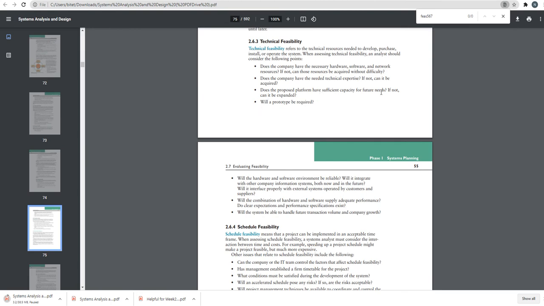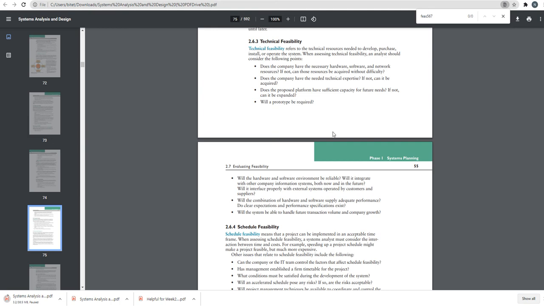Does the proposed platform have sufficient capacity for future needs? Yes. We will be creating scope so that more people can be added. If more people are added, our application should also support them. Then if you want to upgrade your application, the prototype should support that. Will a prototype be required? It's a prototype only, so ignore that question.